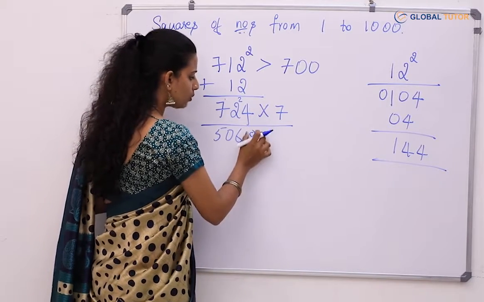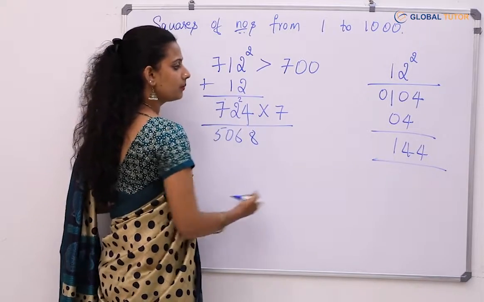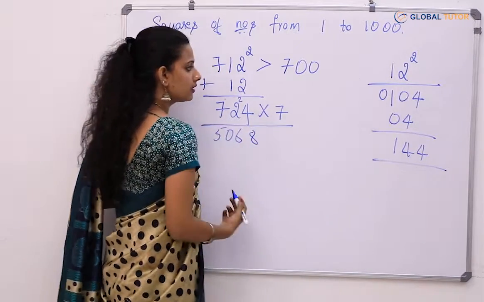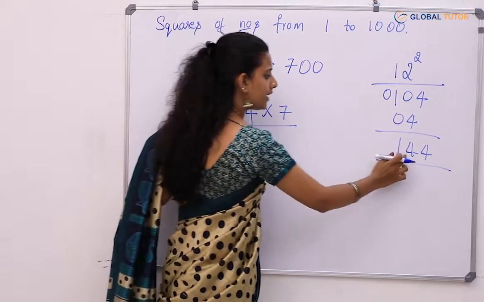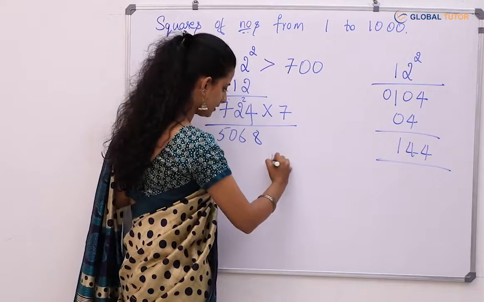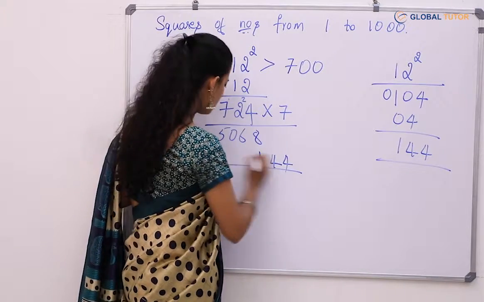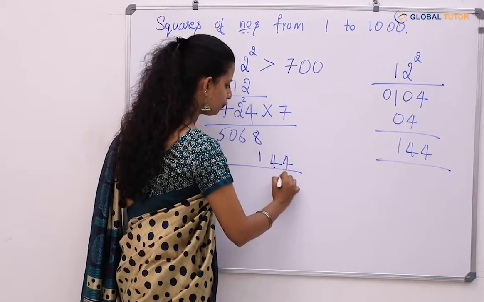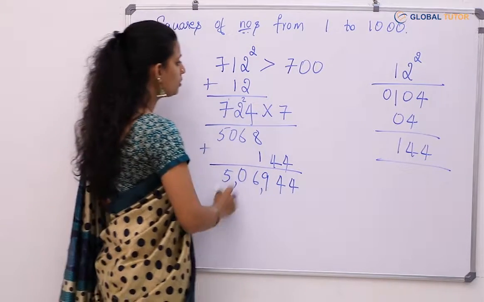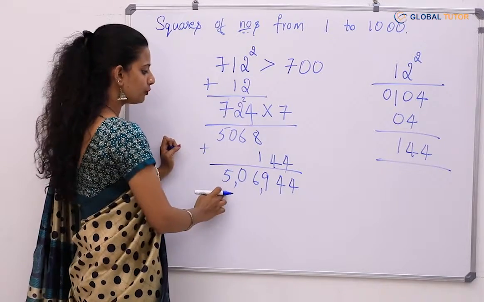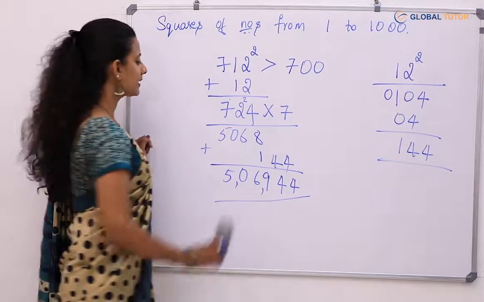Here you take only the unit digit place and write the first digit of the number we got from the two-digit number. Here because the base is 100, you write 2 digits outside this. So we write 44 here and then 1 we write it here. Now you add this. It's 4, 4, 9, 6, 0, 5. So 712 square will be 5,06,944. Let's take another example.